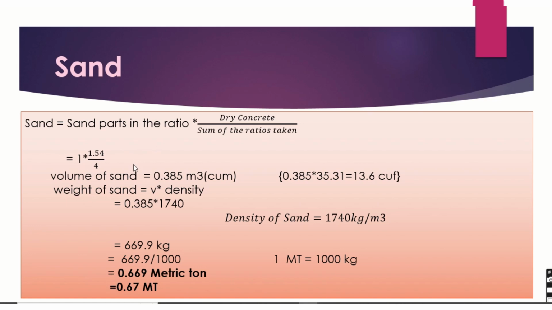This is by weight. And by volume, the sand quantity will be 0.385 meter cube or 13.6 cubic feet. Now let's move ahead to calculate aggregate.